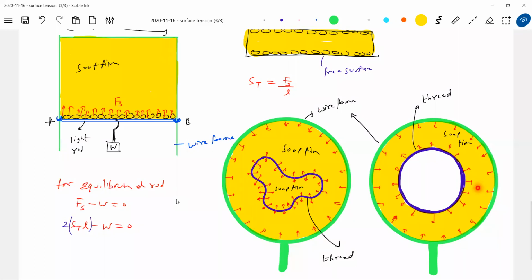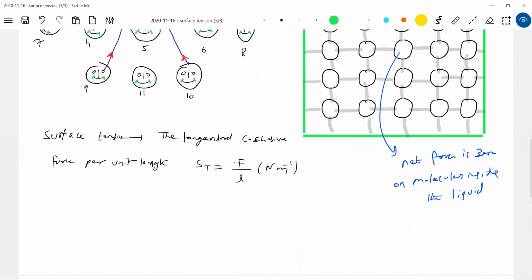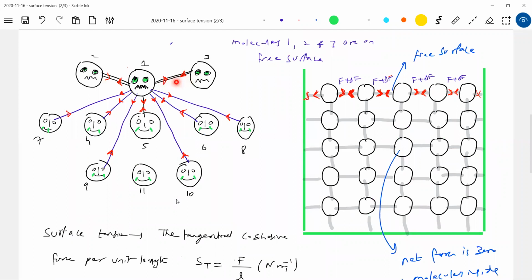The molecules on the surface are trying to pull each other, trying to come together. This is the effect of surface tension. Due to surface tension, the liquid will try to occupy the minimum surface area. This is the effect of surface tension.